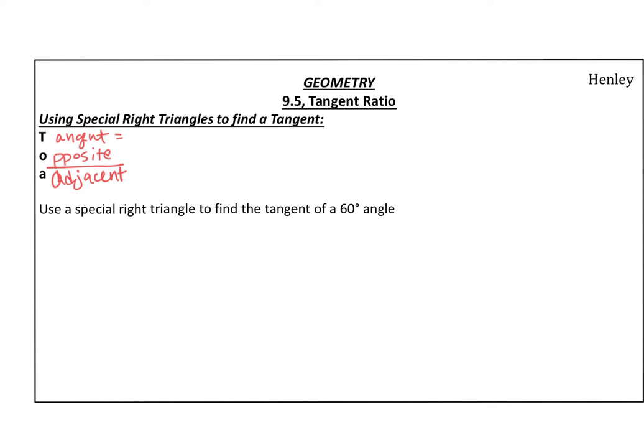Use a special right triangle to find the tangent of 60 degrees. So we have a triangle that we've had before. We have a 90-degree angle. We have a 60-degree angle. We have a 30-degree angle. We know that this side is x. This side is x times the square root of 3. And across we have 2 times x.